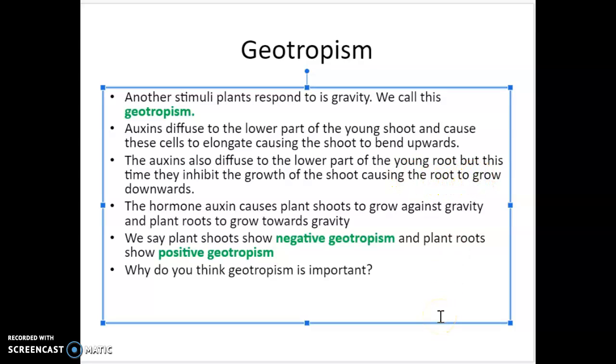So again, the hormone auxin is going to cause the plant shoots to grow against gravity and the plant roots to grow towards gravity. So the plant shoots have negative geotropism and the plant roots have positive geotropism. And obviously, again, we've got to think about why that is important. So the shoots will grow upwards towards the light and the roots will grow downwards towards gravity, or it's actually against gravity for the geotropism. So that means you get the light and you get the water.